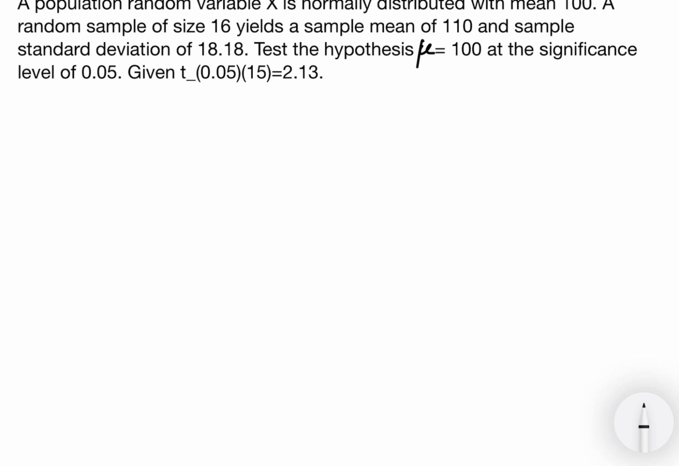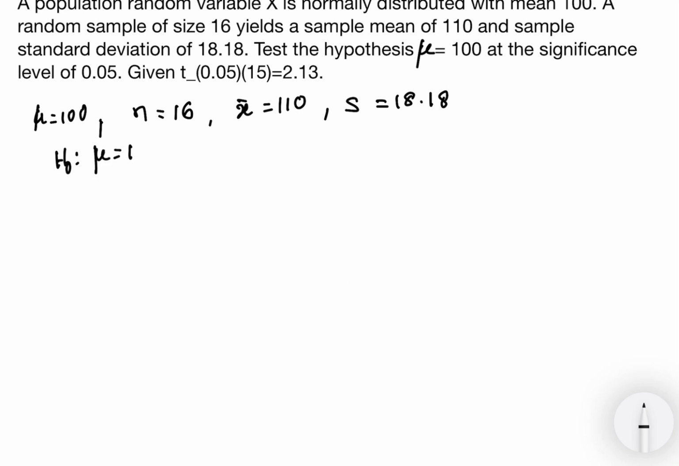Okay, so first let us write down what is given to us. The population random variable is normally distributed with mean, so that means mu equals 100. A random sample of size 16, that is n equals 16, yields a sample mean of 110, that is x bar equals 110, and a sample standard deviation S equals 18.18. They're asking us to test this hypothesis. So let us write down the null hypothesis and the alternate hypothesis. Null hypothesis: mu equals 100, and the alternate hypothesis is mu not equal to 100. And the level of significance is 0.05.